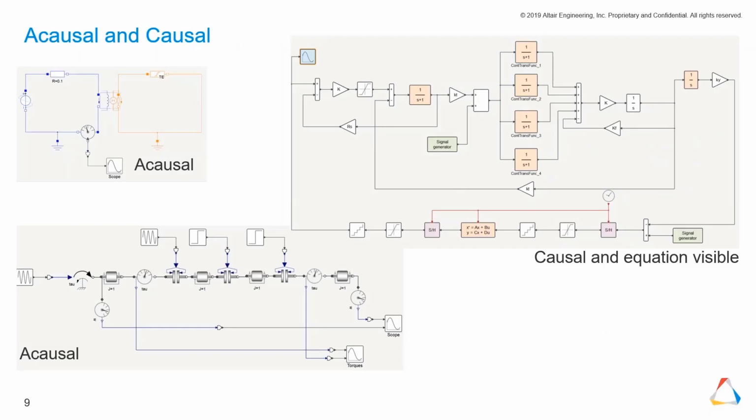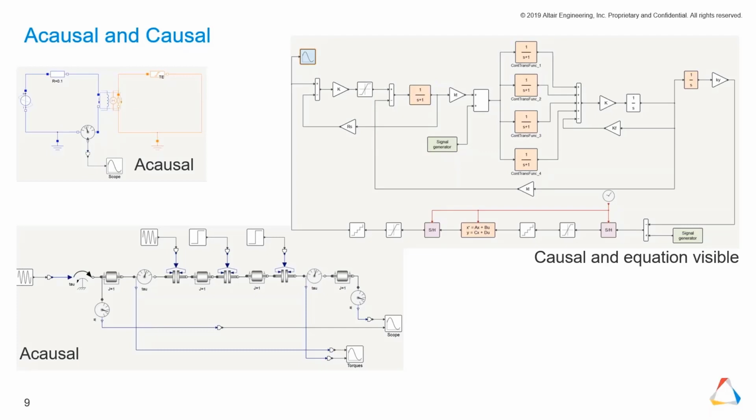So, acausal and causal. On the right hand, you see a diagram of a signal flow based model, and on the left hand, you see two acausal models. Let's take a look at the causal model on the right hand. Each block of this model is an explicit function depending on the input. That means the flow direction of information in this model is given.